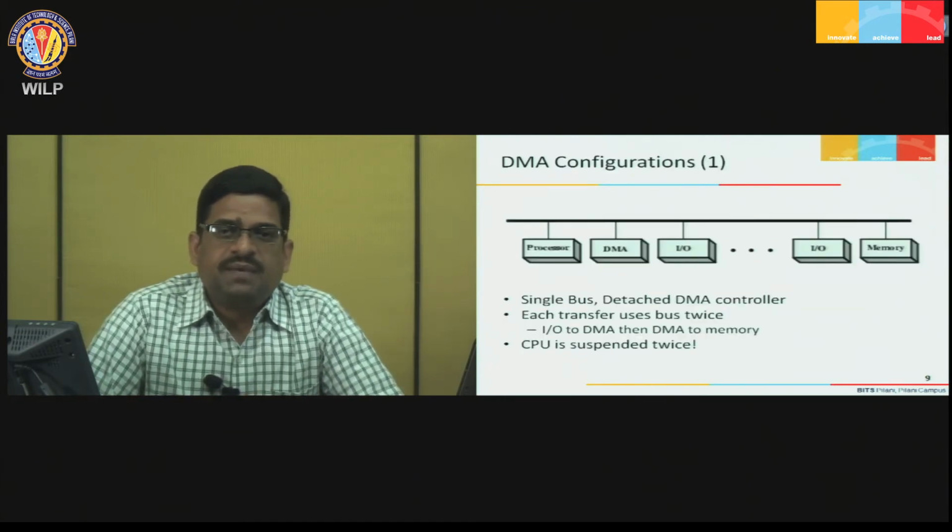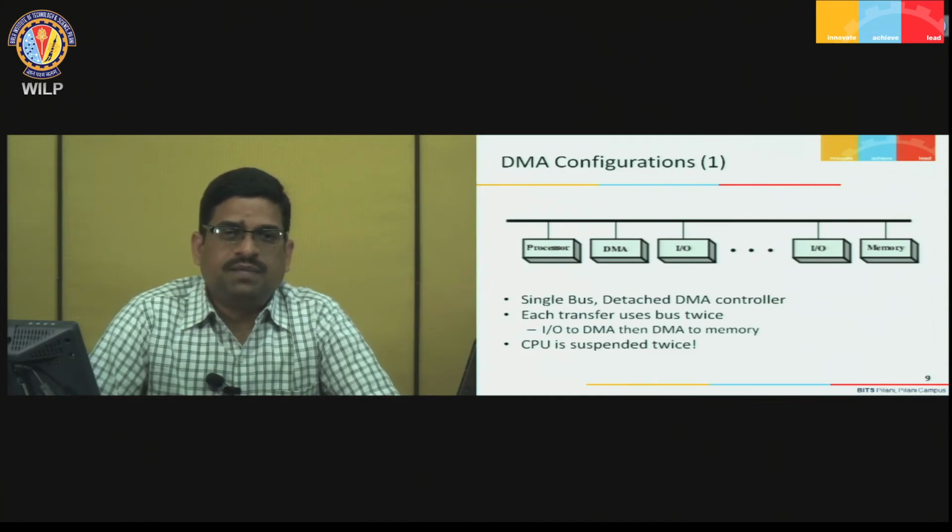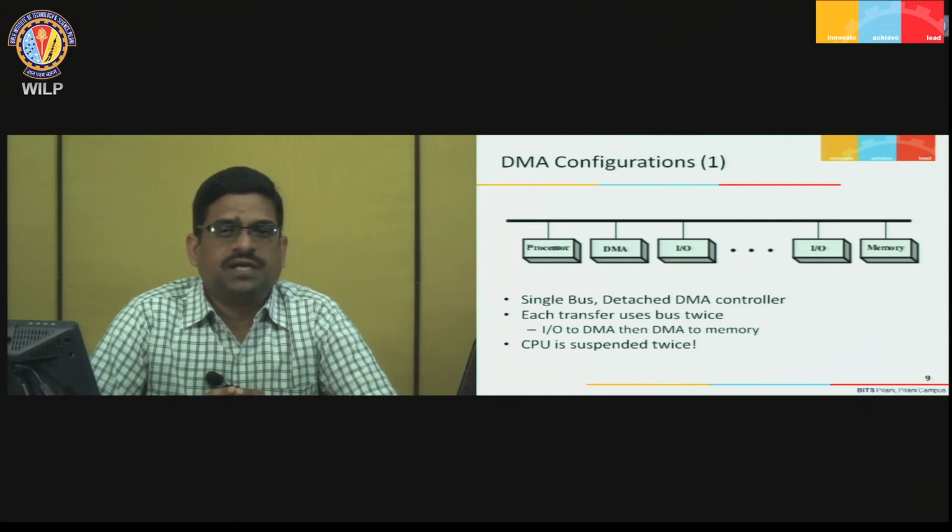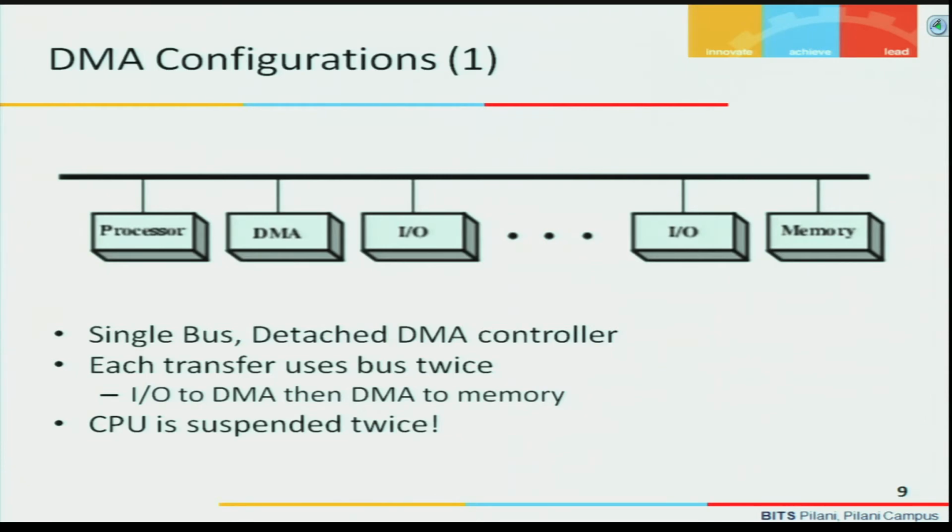Let us see some DMA configurations, how the DMA can be configured. Configured means how it is attached to the IO devices or to the system bus. Here you can see the first configuration, where one single bus is there and a detached DMA controller, a separate DMA controller, that is also connected to the system bus. This is my system bus; processor, IO devices, memory, everything is connected.